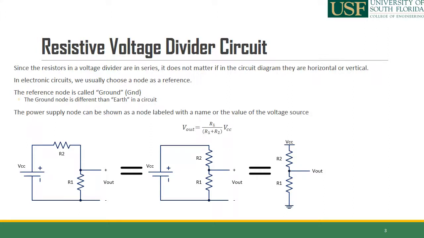Anyhow, as you can see, for the right figure, which is the same as the voltage divider, we can still look at the equation for finding the output voltage. So V out is always R1 divided by R1 plus R2 multiplied by VCC as the voltage source.